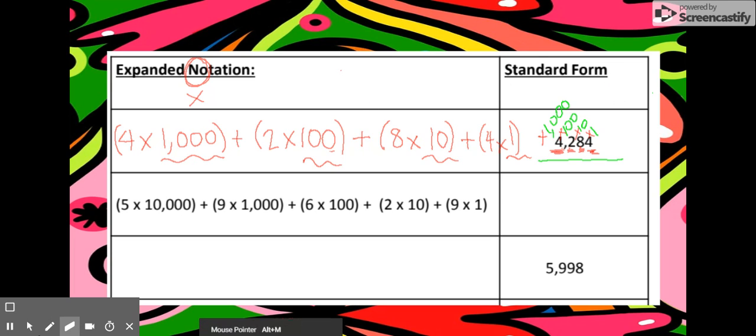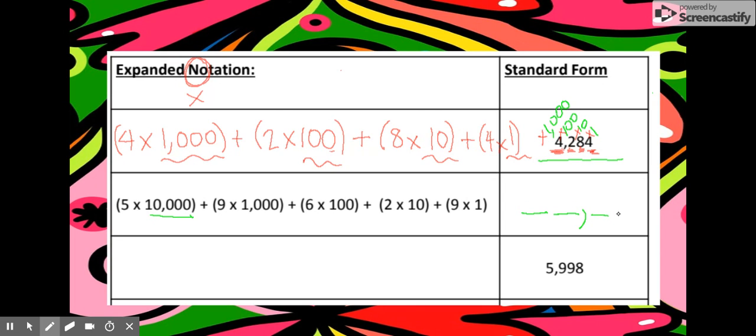Okay, let's go back. This time, if they've given us the expanded notation, let's see if we can put it into standard form. I see 5 times 10,000. What you should first recognize is that this number needs to start in the 10,000s place. That means I'm going to draw all the place values with a blank so I don't forget any of them. Okay, 5 times 10,000. Let's put a 5 in the 10,000s place. Check it off. We've done it.